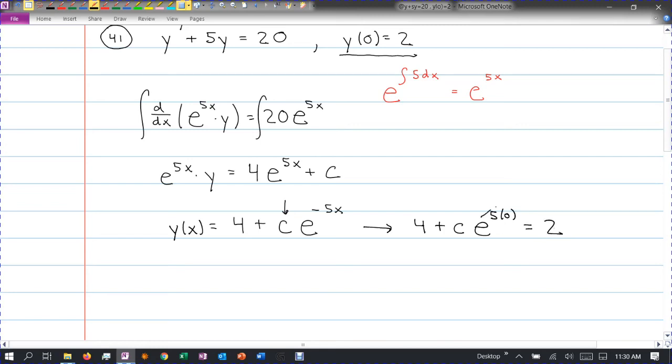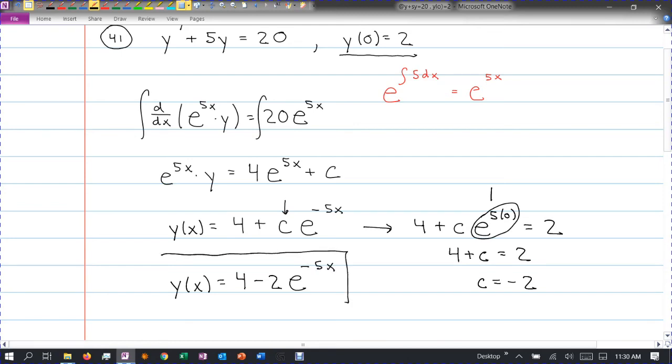When we do that, this is just going to be e to the 0, which is 1, so we just get 4 plus c equals 2, so c must be negative 2 in order for this to be true. And we could rewrite the final answer like this: 4 minus 2 e to the negative 5x. So this is the specific function that satisfies this differential equation up here, but also you could almost say passes through this point if you were to graph it. Okay, that's 41. Let's take a look at 42.